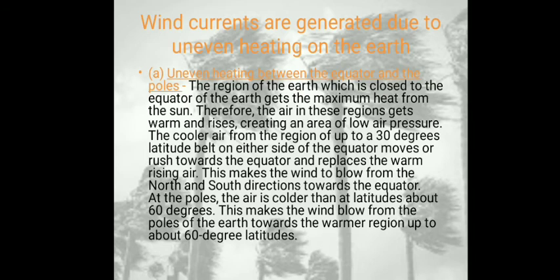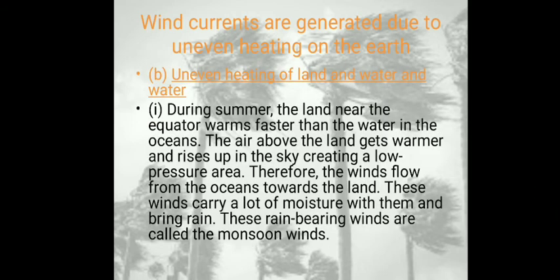The same thing happens around the poles also. The air in the poles is much colder than that at about 60 degree latitudes. So air moves from the poles to about 60 degree latitudes. So in general, the movement of air is from the poles towards the equator. So that is one of the reasons for generating wind currents, that is, uneven heating of the equator and the poles. Next, the second reason that we can see is the uneven heating of land and water.